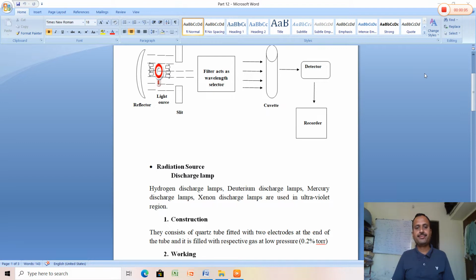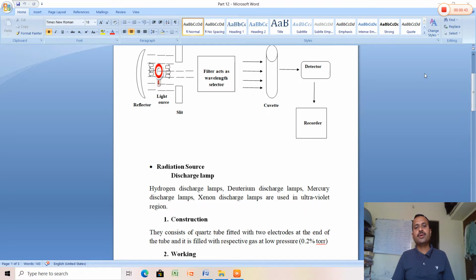Good afternoon, everybody. In the last lecture, we learned some part of radiation sources. We learned that the tungsten filament lamp is mostly used as a radiation source in the visible region, but there are some limitations, because about 90% of the radiation from a tungsten filament lamp is in the IR region. So that is the limitation of the tungsten filament lamp.